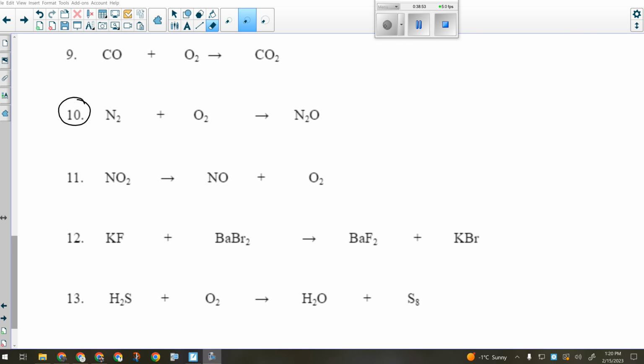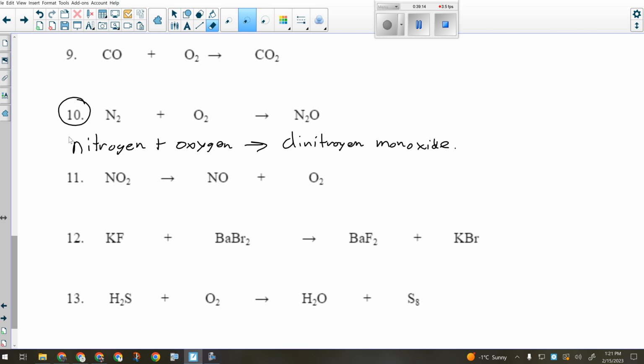Okay, so for number 10 here, I've got nitrogen reacting with oxygen. So I've got 2 elements combining to form dinitrogen monoxide. What kind of reaction is that? It's a synthesis reaction. And I need to balance it.